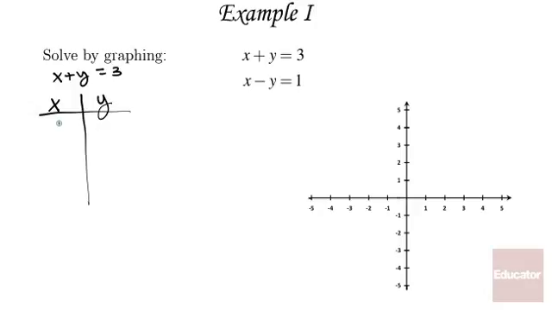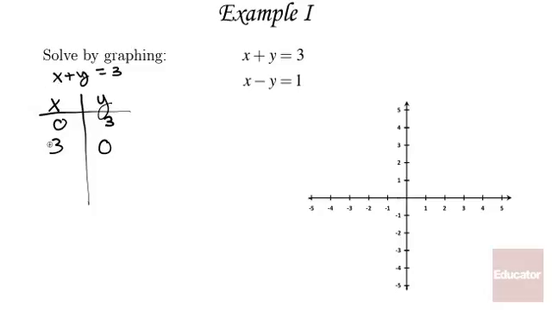First, I'm going to let x equal 0. Well, if x is 0, I can see easily that y is 3. So that gives me the y-intercept. Next, I'm going to let y equal 0 to find the x-intercept. So this would be 0, x would be 3.